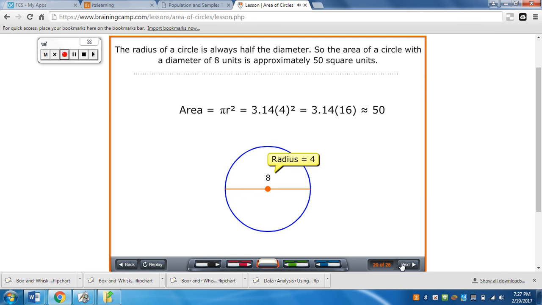The radius of a circle is always half the diameter. So the area of a circle with a diameter of 8 units is approximately 50 square units.